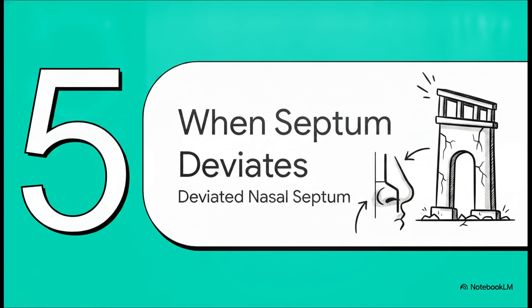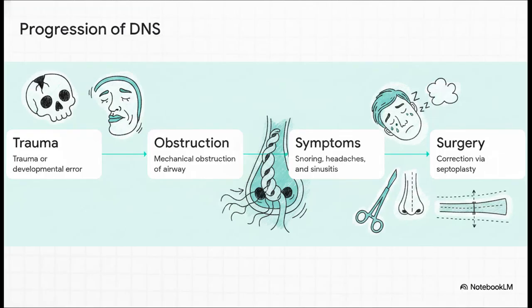Section 5. When the septum deviates. So, the crucial point here is what actually happens when this entire architectural structure fails, gets damaged, or just naturally leans way too much to one side. Let's walk step by step through the clinical reality of a deviated nasal septum, or DNS for short, which, fun fact, statistically affects males more than females. It usually starts with step 1, trauma or a developmental error. This leads directly to step 2, a mechanical obstruction of the airway. Because the air just can't flow properly, we hit step 3, which presents as excessive snoring, headaches, and sinusitis. Finally, if the architecture is failing severely enough, we arrive at step 4, surgical correction.